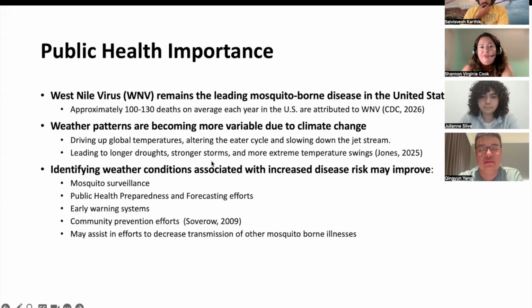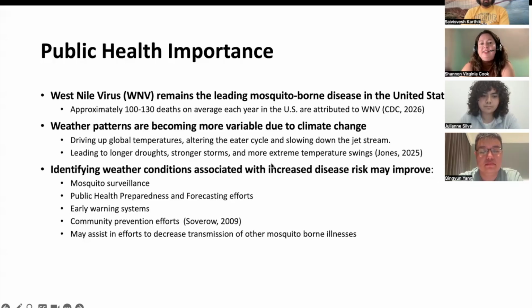So, public health importance is that the West Nile virus remains the leading mosquito-borne illness in the United States, as mentioned. We do see about 100 to 130 deaths on average in the United States. Weather patterns are becoming more variable due to climate change. So, because of the driving up of the global temperatures, we see the water cycle slowing down the jet stream and then leading to longer droughts, stronger storms, and more extreme temperature swings.